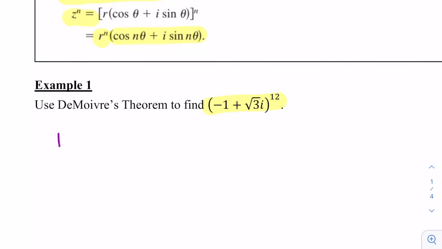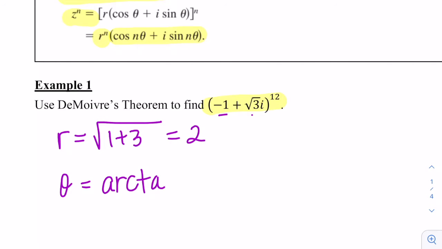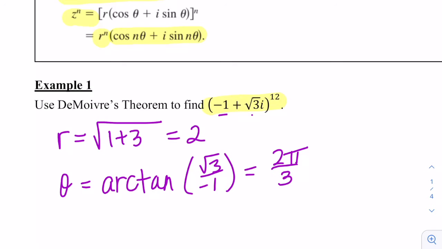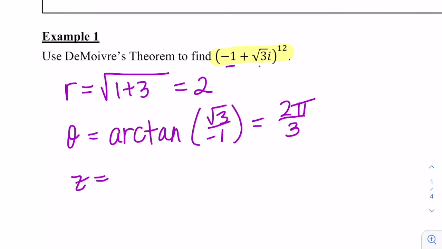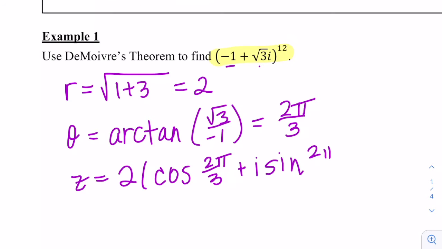The first thing we need to do is write this in trigonometric form. So we need to find the modulus. That's just going to be the square root of 1 plus 3, which is 4, so that's 2. We know that this angle is going to be in the second quadrant, right? So finding that angle, we use our tangent, root 3 over negative 1, and we know that's going to be 135 degrees or 2 pi over 3. So this number in trigonometric form would be 2 times the cosine of 2 pi over 3 plus i times sine of 2 pi over 3.